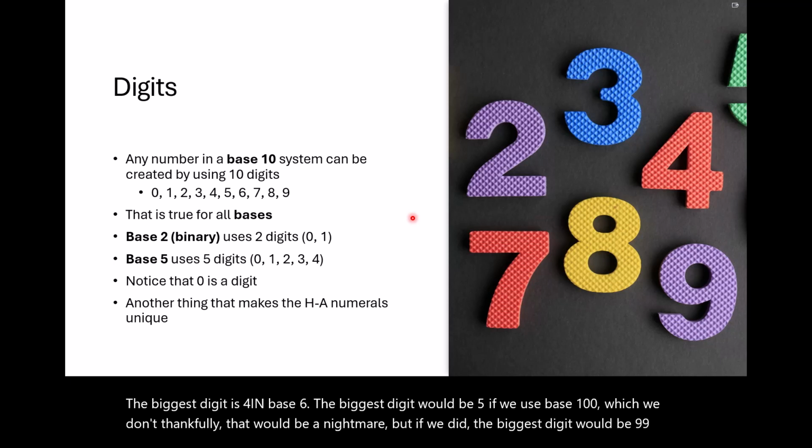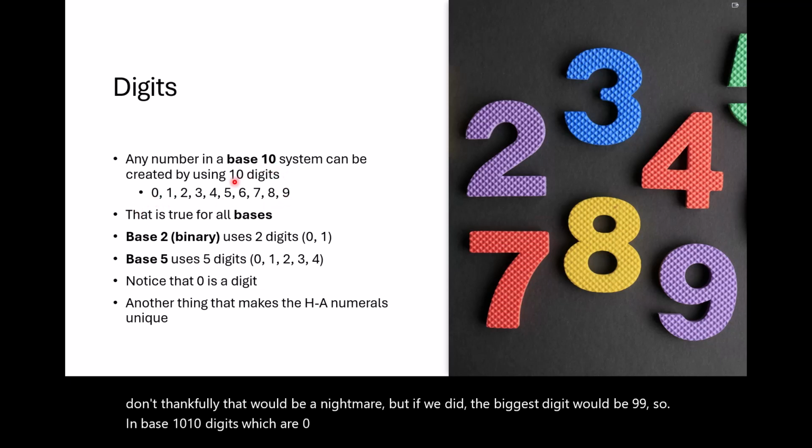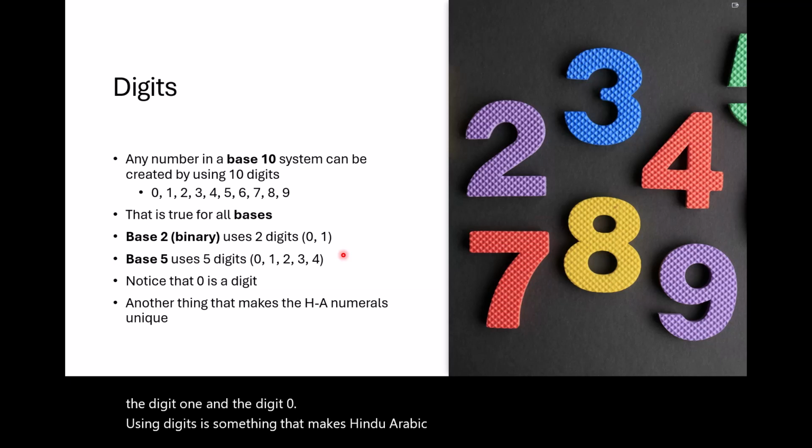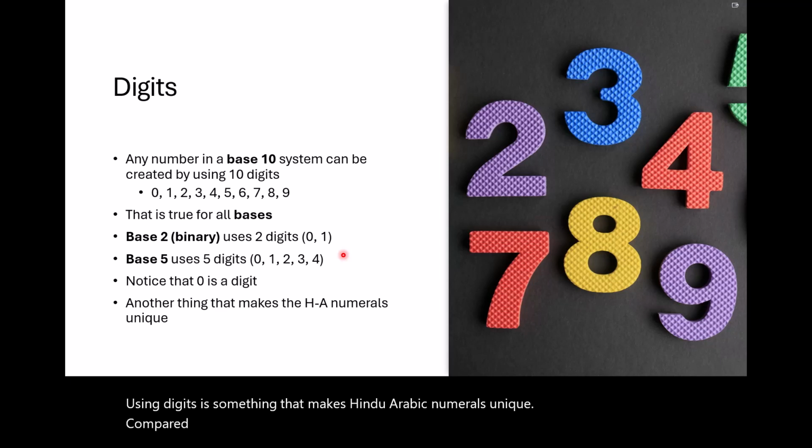So in base 10, there are 10 digits, which are 0 through 9. 10 itself is not a digit. 10 is composed of 2 digits, the digit 1 and the digit 0. Using digits is something that makes Hindu-Arabic numerals unique compared to most other number systems.